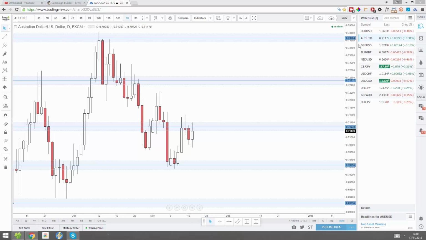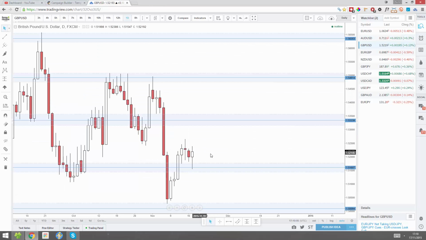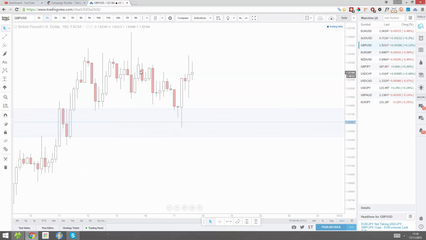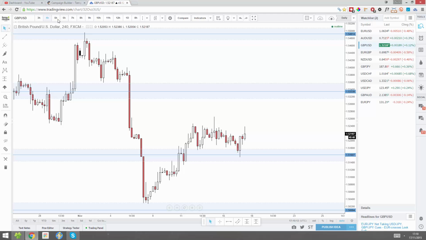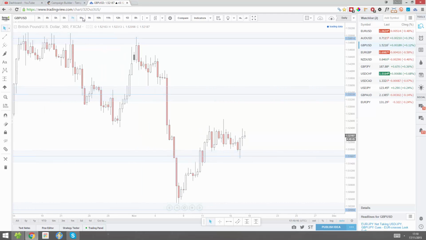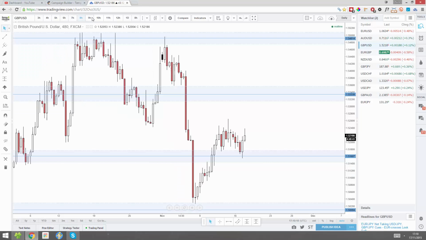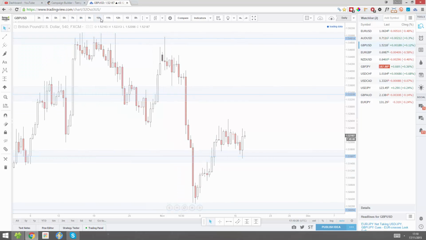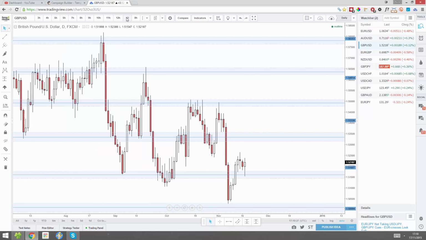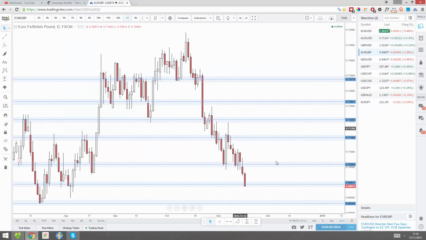And there's nothing really forming on AUD USD. GBP USD doesn't look like there's anything forming here because of where price is, but let's take a quick look anyway. Nah, nothing here. Euro GBP, let's see what's happening here.